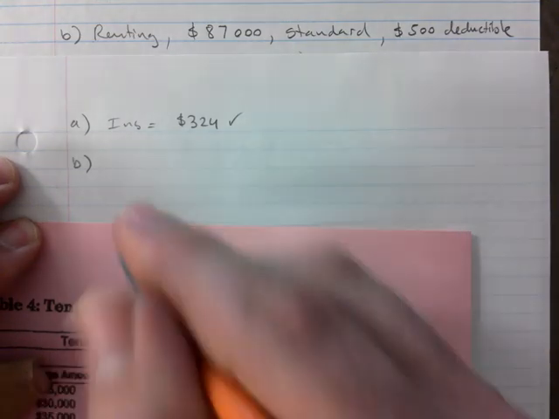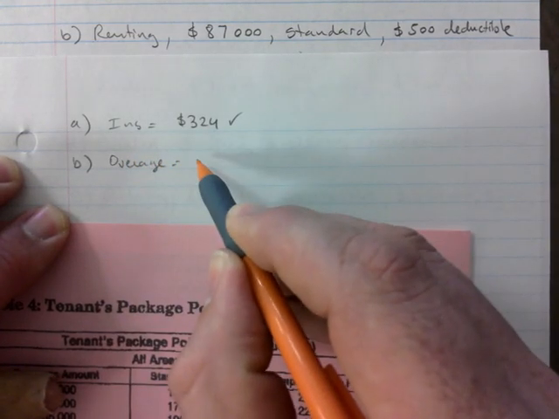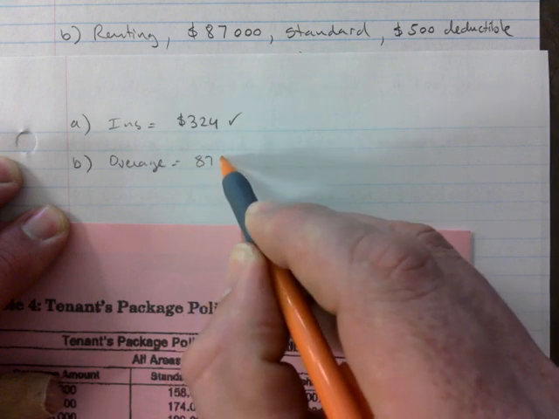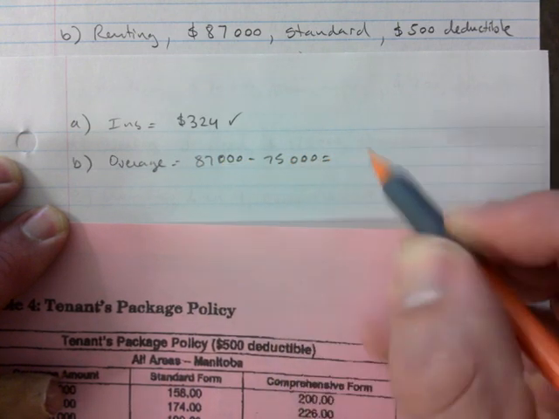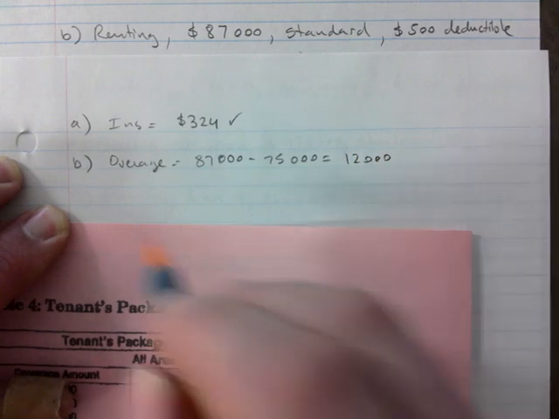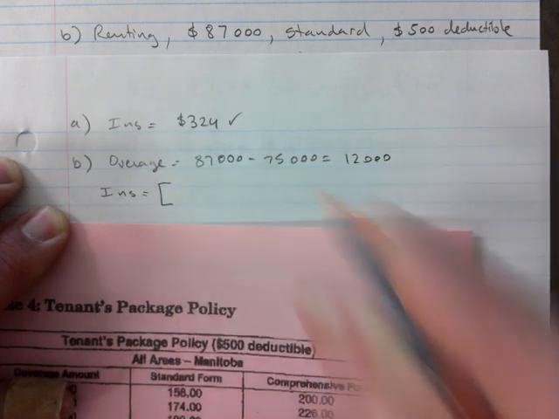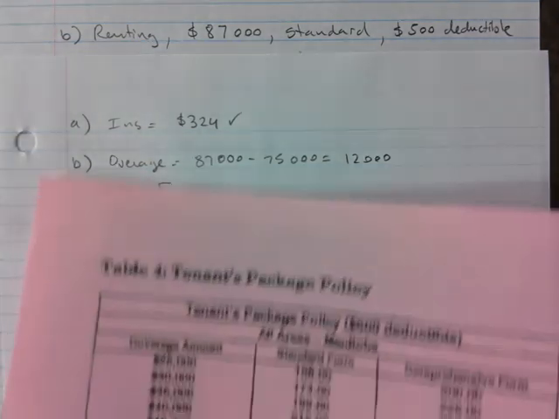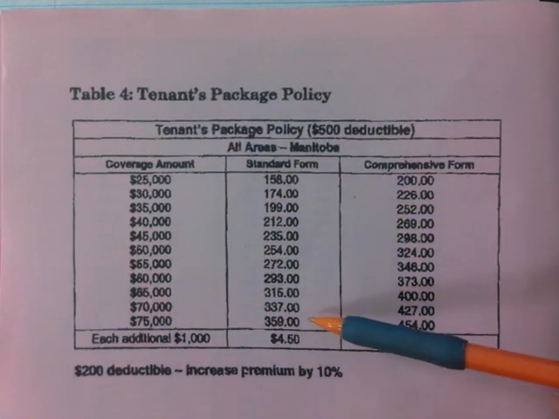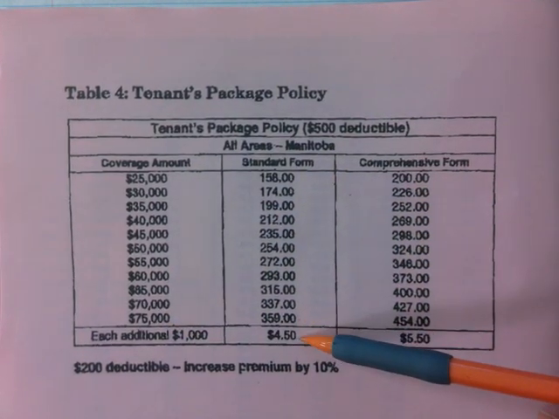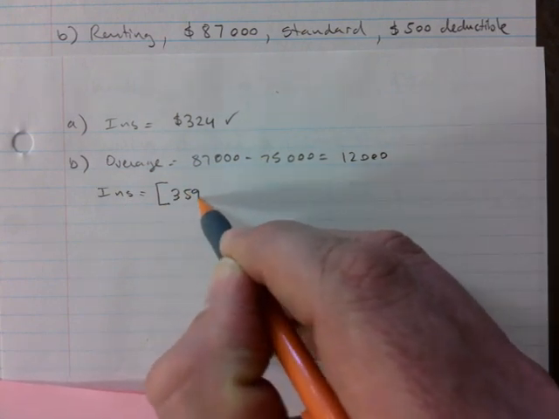Okay, renting, you're going over. I'll figure out my overage right away. Okay? And that turns out to be $12,000 extra you need. So you figure out your insurance. You go get your rate. It's standard. 87,000. So you max out under standard. So you grab the 359. You also grab the 450. Okay? So this is 359.